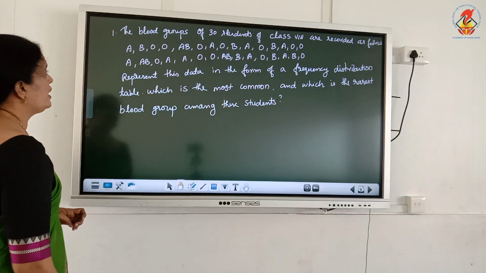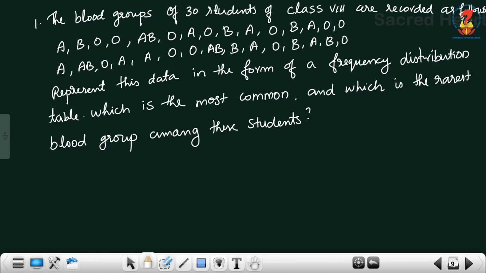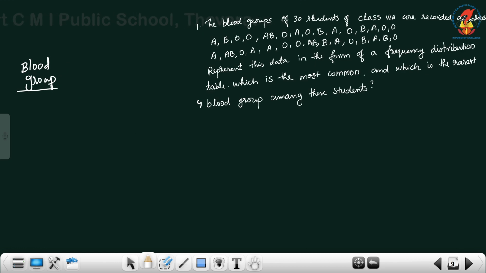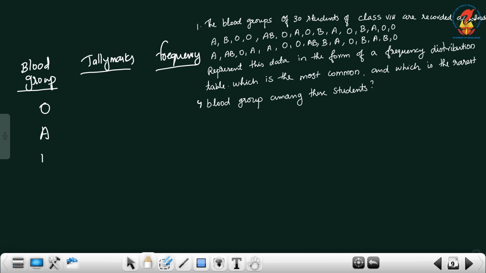Next, question number 1: the blood groups of 30 students of class 8 are recorded as follows: A, B, O, O, A, B, etc. Represent this data in the form of a frequency distribution table. Which is the most common and which is the rarest blood group among these students? Blood group, tally marks, frequency: O, A, B, AB, 4 groups.